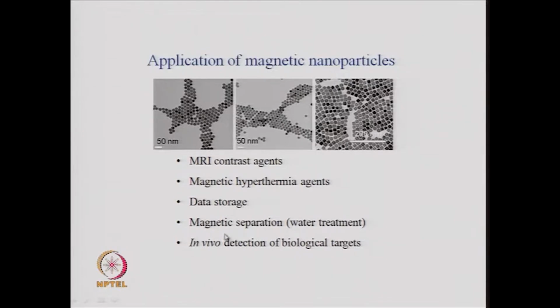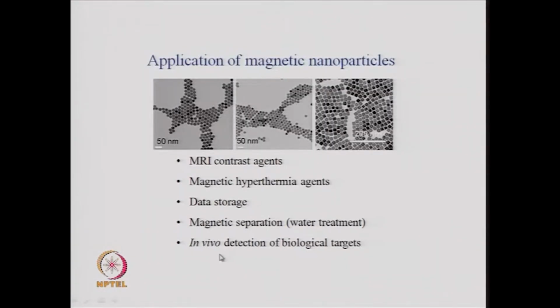Apart from that, you can have magnetic separation, especially in water treatment, where you can have waste materials tagged to magnetic particles, and then you apply a magnet and remove the particles. So, the waste will come along with the magnetic particles and can be removed with the help of a magnet. Finally, you can do in vivo detection of biological targets using magnetic fields.